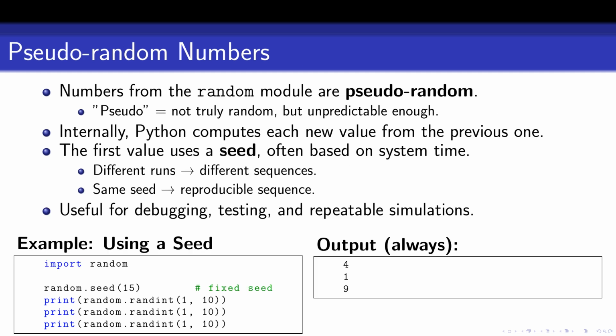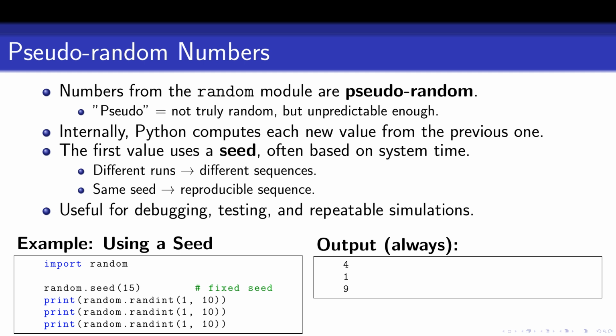The random numbers generated in Python are called pseudorandom because they are not truly random, but are generated by an algorithm that produces values that appear random. Internally, each number is calculated from the previous one, and the very first number is determined by a starting value called a seed. By default, Python uses the current system time as the seed, which means each run of the program produces a different sequence.